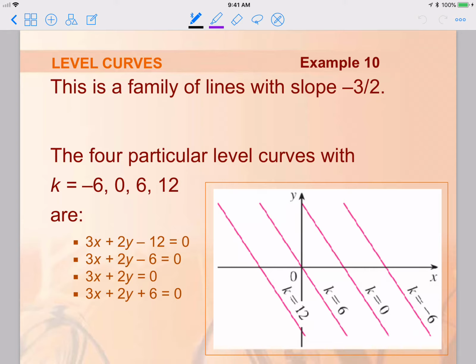In that way, you get a family of straight lines. Each line has the same slope, negative 3/2. The only thing that's changing is the y-intercept. Does that make sense? The y-intercept is changing, and the one for k equals negative 6 would be up here. Those are the two that we did.